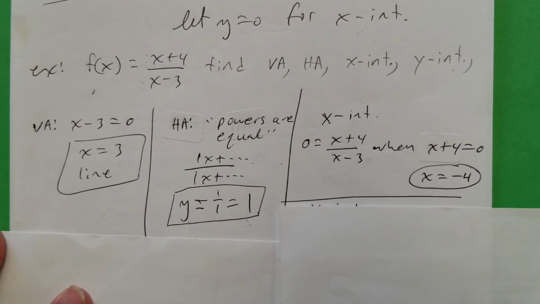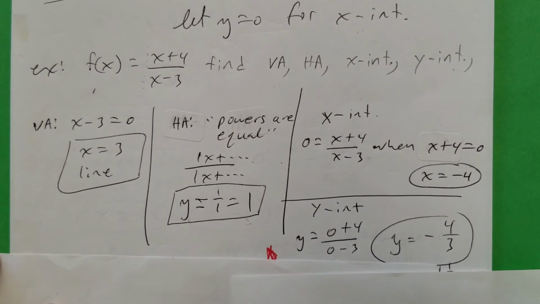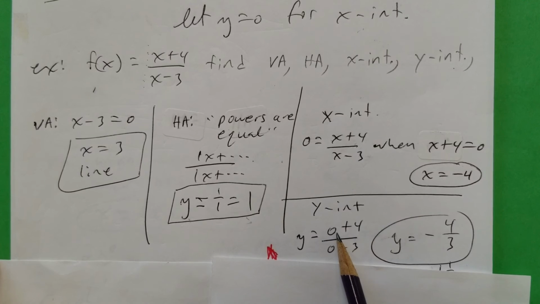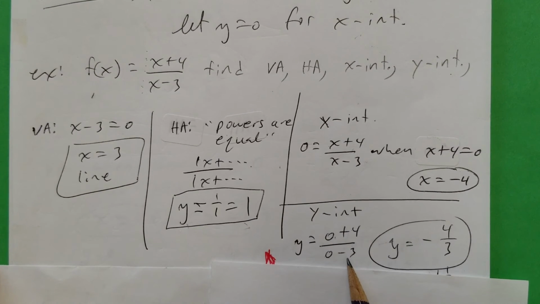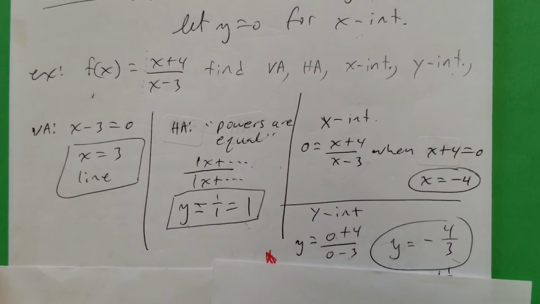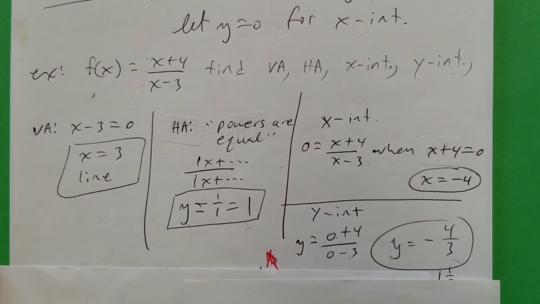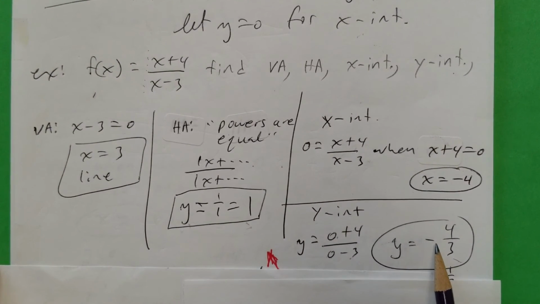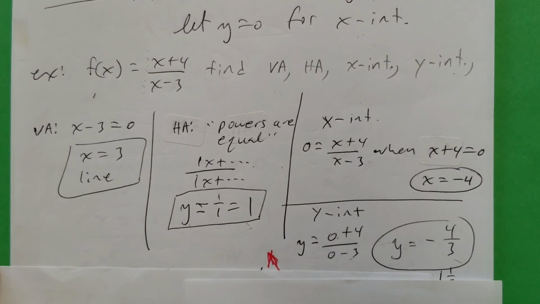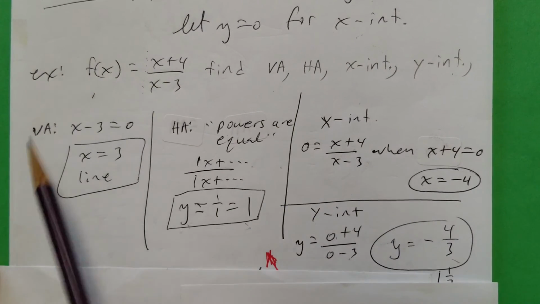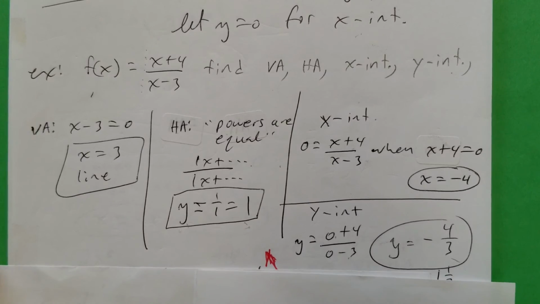What is the y-intercept? Well, that's when we let x equal 0, right? Those were x's before. So what do we get? 4 over negative 3, which is negative 4 over 3, right? I'm done. That's the y-intercept, negative 4 over 3. Now I have enough information to get a good graph going.